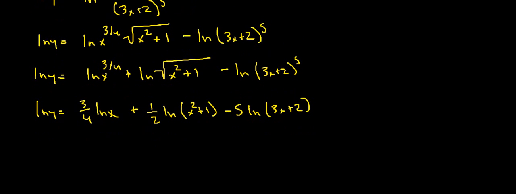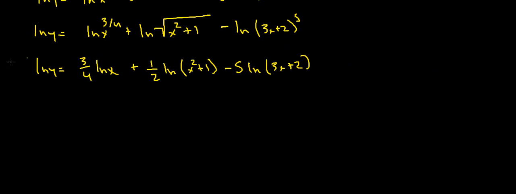Now I can finally get to differentiating. Now I'm just going to take the derivative of both sides. I'll end up using implicit differentiation for this. So let me go ahead and do that. Take the derivative of both sides. I'll get 1 over y times dy/dx. This will be 1 over x.